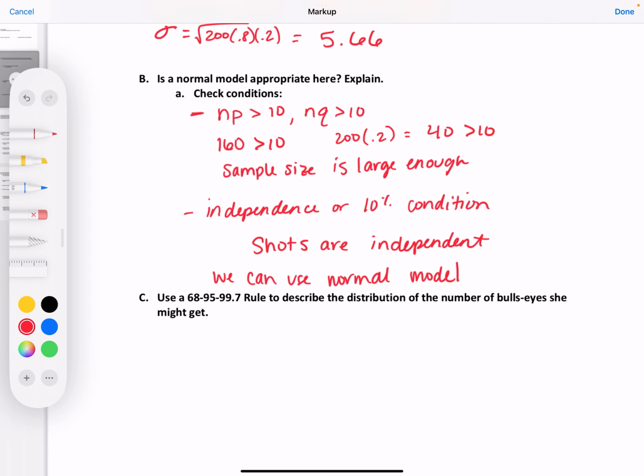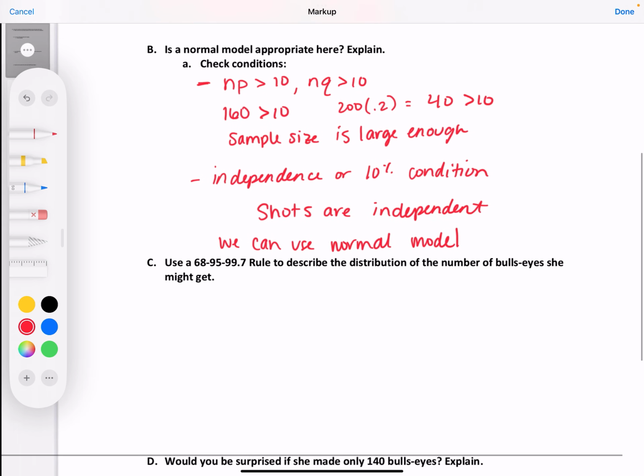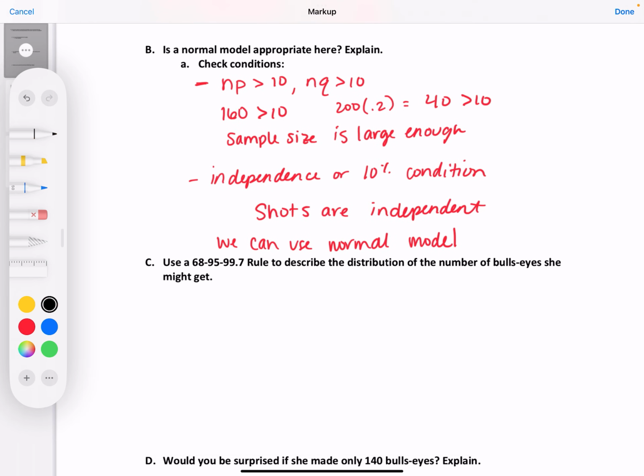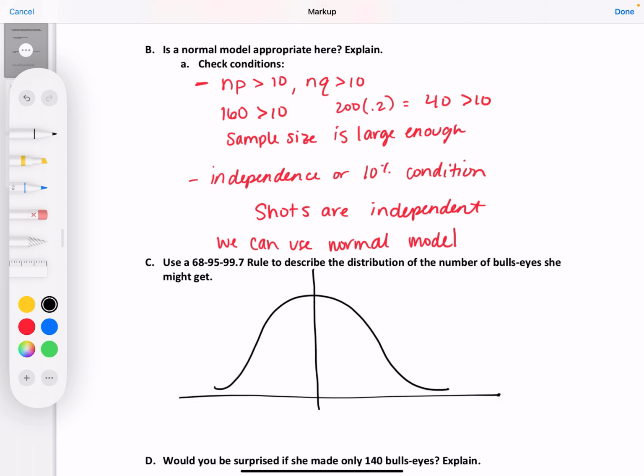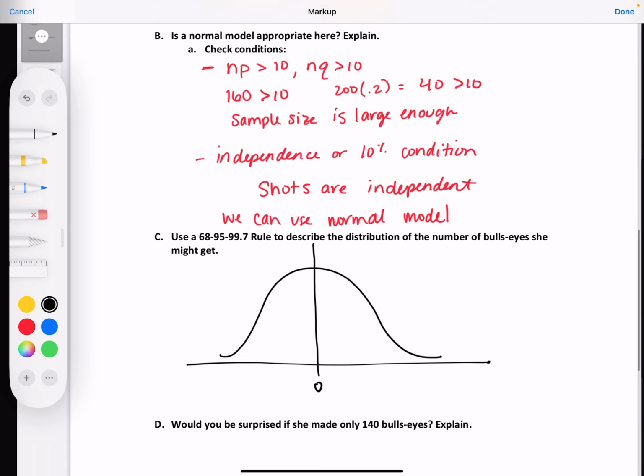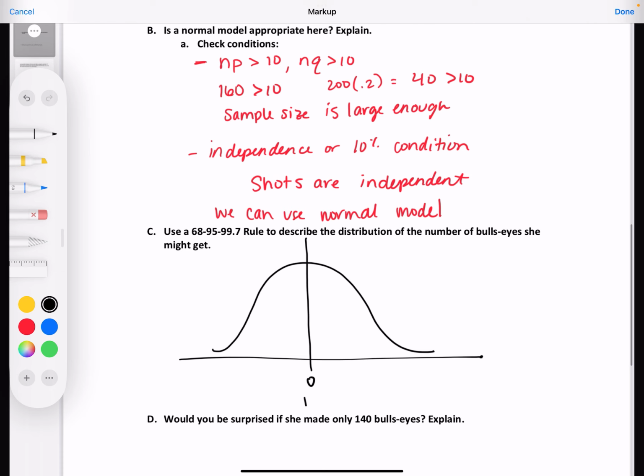So now we're throwing it back to, like, unit 2 or something, to use the 68, 95, 99.7 rule to describe the distribution of the number of bullseyes she might get. We've said we can use the normal model. So we have our bell curve here. The center of it is 160, the actual mean here.